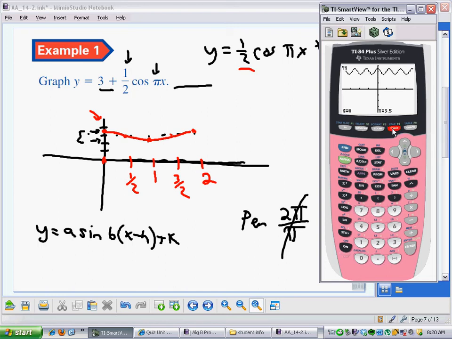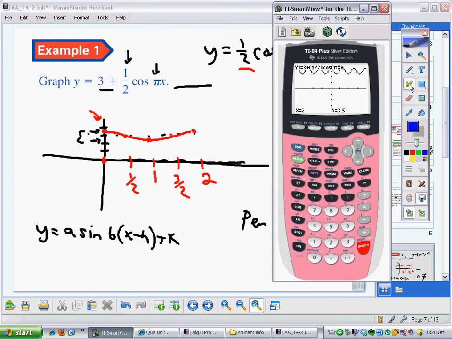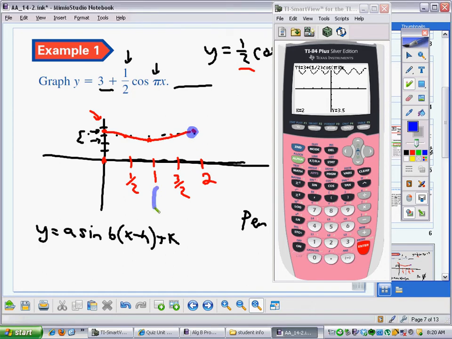Let me check. Trace, 2, enter. Notice how it's the top of one of those cycles. So that would be like that spot right there. Okay? I wonder if this middle, which I have as 1, is the low point.